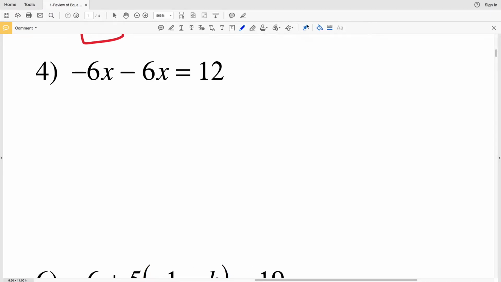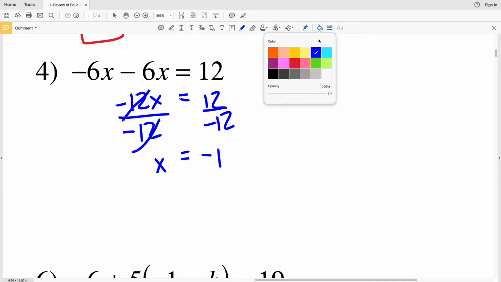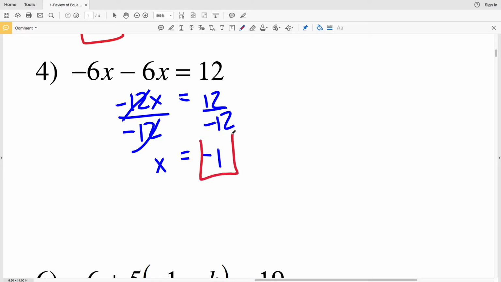Number 4, we're solving for x. We're going to combine the like terms, so negative 6x minus 6x is going to give us a negative 12x. And that's equal to 12. In order to isolate the x, we're dividing by negative 12. We're going to be left with x on the left-hand side, and 12 divided by negative 12 is negative 1. So for number 4, x is equal to negative 1.